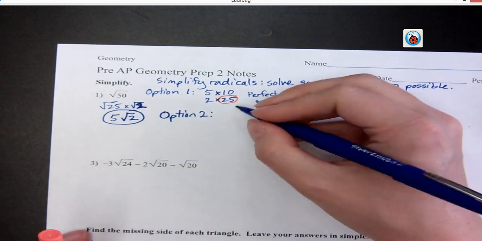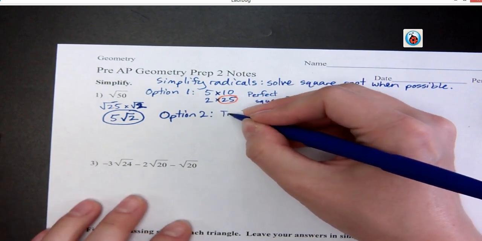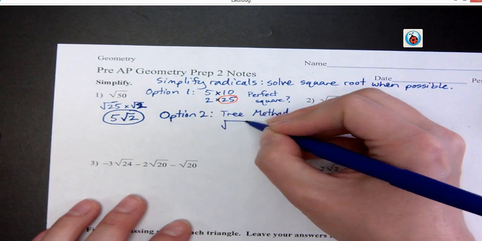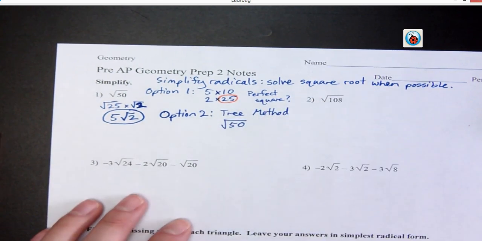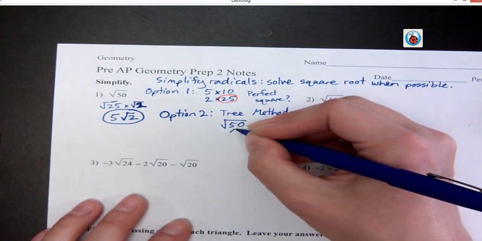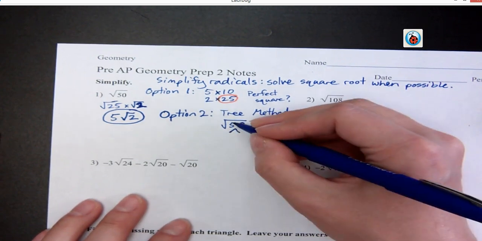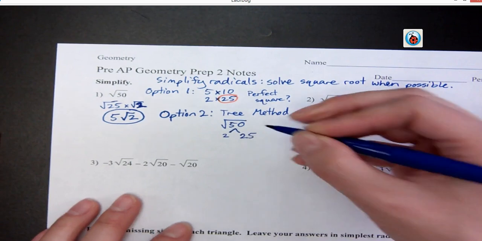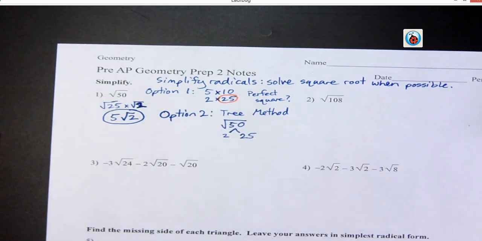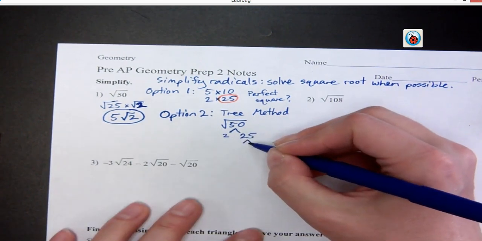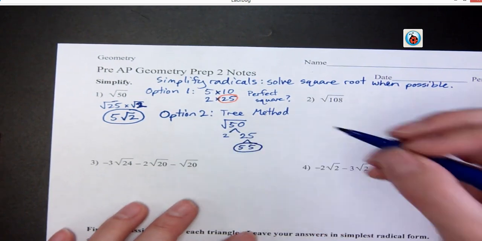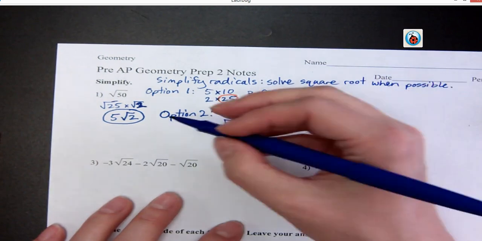I call this the tree method. So tree method, I just take the 50 and divide it down by the smallest number possible. So 50 divides by 2, which goes 2 and 25. If it's a big number you don't know, you can use your calculator. And then 25 goes to 5 times 5. Okay? Then doubles go outside.